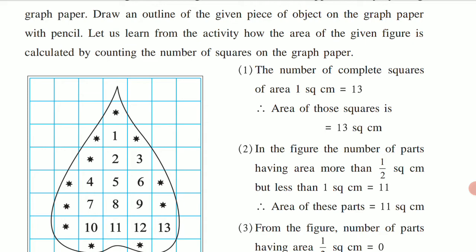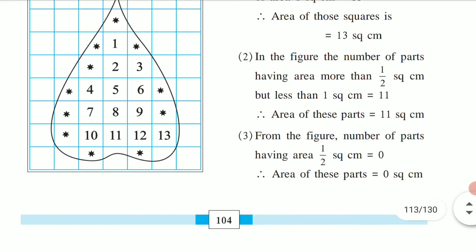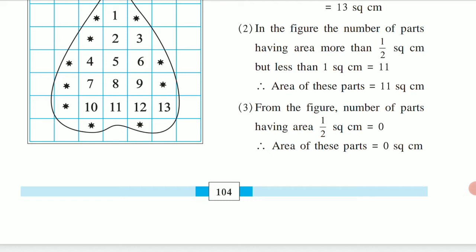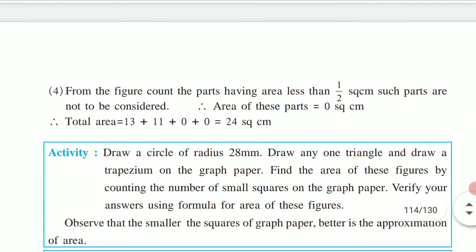First, the number of complete squares of area 1 square centimeter is equal to 13. Therefore, area of those squares is 13 square centimeter. Second, in the figure, the number of parts having more than 1 upon 2 square centimeter but less than 1 square centimeter is equal to 11. Therefore, area of this part is equal to 11 square centimeter. Third, from the figure, the number of parts having 1 upon 2 square centimeter is equal to 0. Therefore, area of this part is equal to 0 square centimeter.